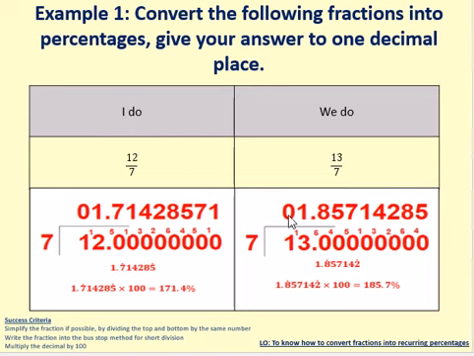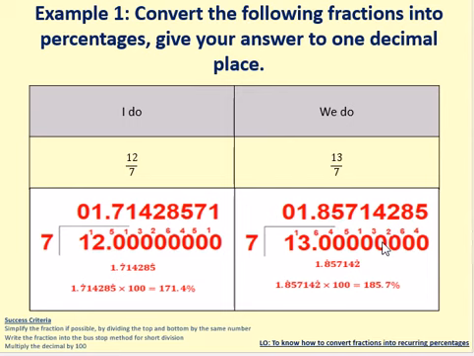7 into 1 goes 0 times, carry the 1. 7 into 13 goes once, remainder 6. Now a feature I may have forgotten to add last time is keep the decimal place in the same position. So wherever your decimal place is here, you can just do it in the same place above. If we carry on, 7 into 60 goes 8 times, remainder 4. 7 into 40 goes 5 times, remainder 5.